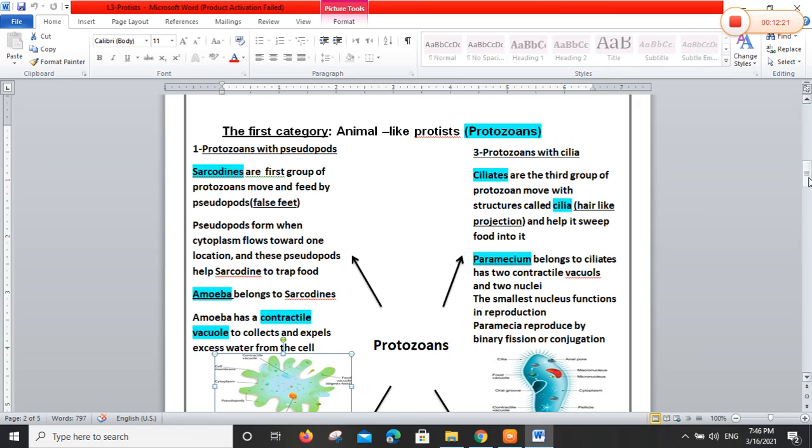Cilia are another way protozoans move, and this group that moves with cilia is called the ciliates. So protozoans with cilia are the third group, called ciliates. So group 1 is pseudopods, group 2 is flagellates, and group 3 is ciliates. Ciliates are protozoans that move with structures called cilia. What is meant by cilia? Hair-like projections.